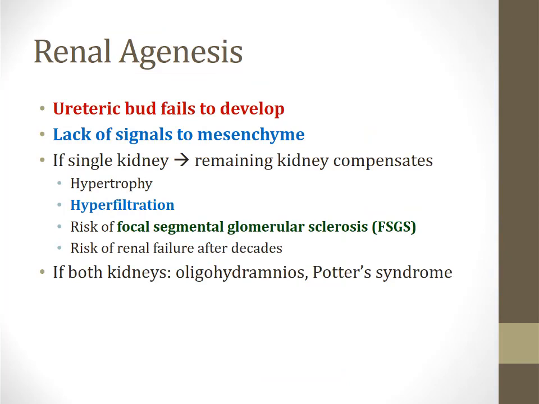Some children are born missing one or both kidneys. This is called renal agenesis. Basically, the kidney fails to form.